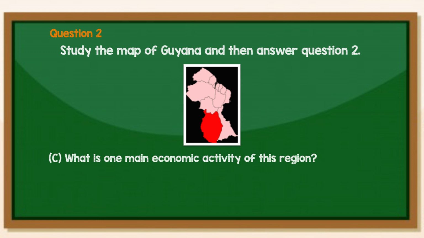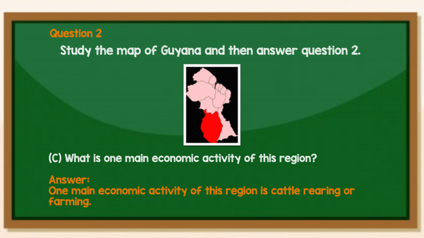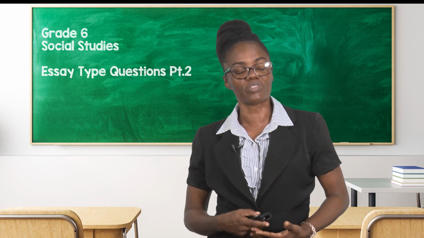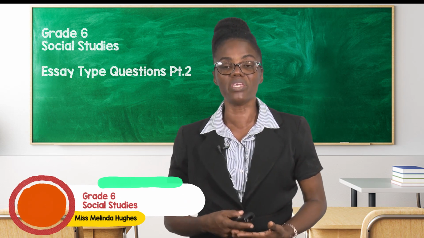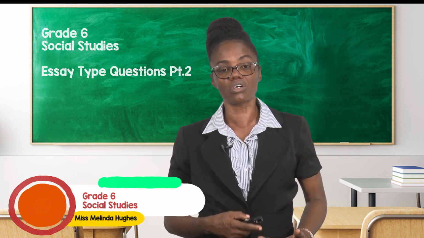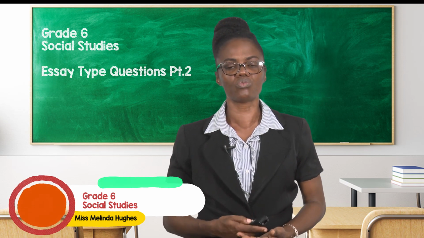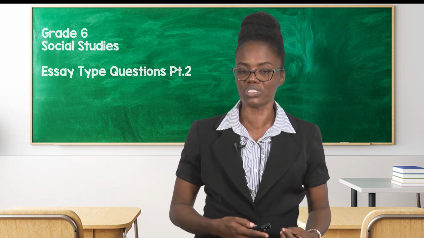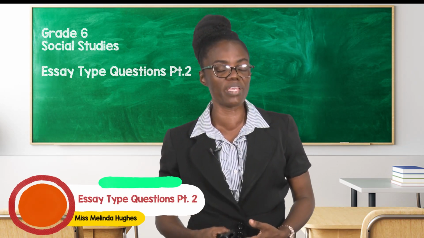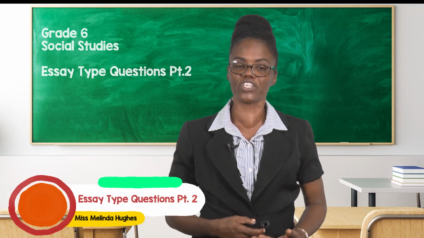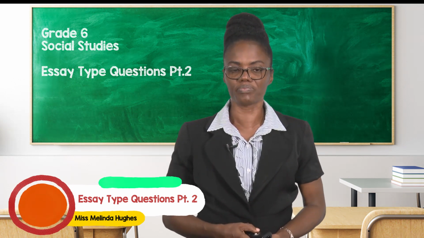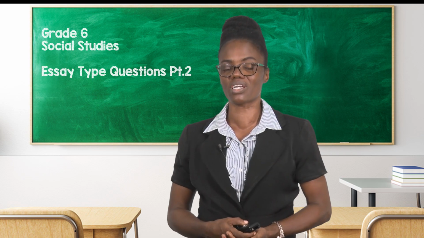C. What is one main economic activity of this region? Yes, boys and girls, I am sure you would have written that one economic activity of this region is cattle rearing or farming. You may have written fishing as well, because those are the main economic activities conducted in Region 9, Upper Takutu, Upper Essequibo. So if you have cattle rearing, that's correct. If you have farming, that's correct. Or if you have fishing, that is also correct. Remember, it was just one economic activity.